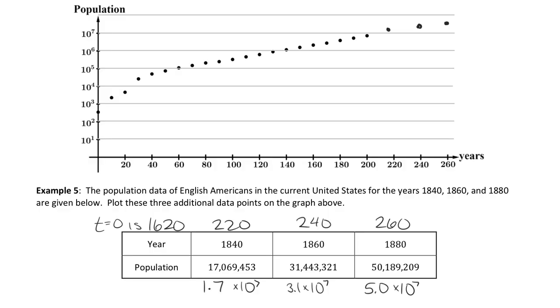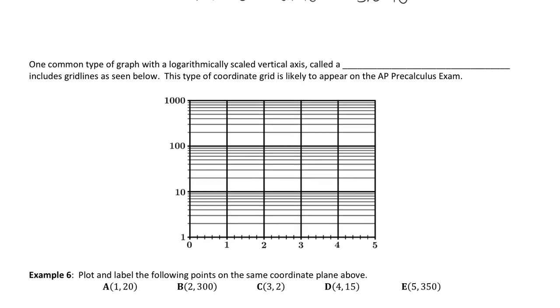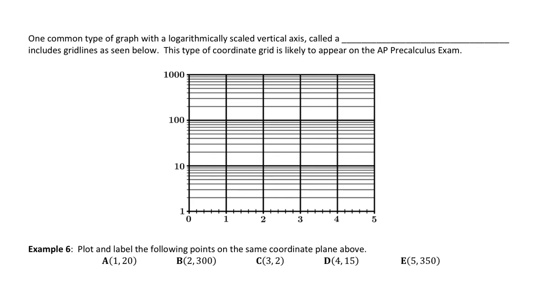The last thing we're going to practice today is actually plotting these coordinate points on the type of graph you will see in AP Pre-Cal. This graph right here, which is more detailed than the 10 to the 7th graph was, is exactly what's called a semi-log plot. It's called semi-log instead of log-log plot because only one of the axes is scaled logarithmically. We notice this right here is all scaled logarithmically. We are still doing powers of 10.